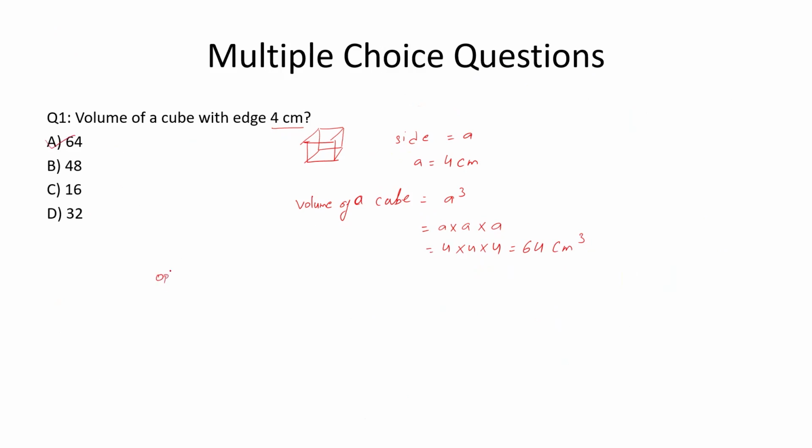So option A is correct. What all do you need to solve this question? First thing is the shape of the cube. Roughly you should remember that in a cube all sides are equal, and the formula. What is the formula for volume? And that's all. It will take a few seconds to solve such problems.